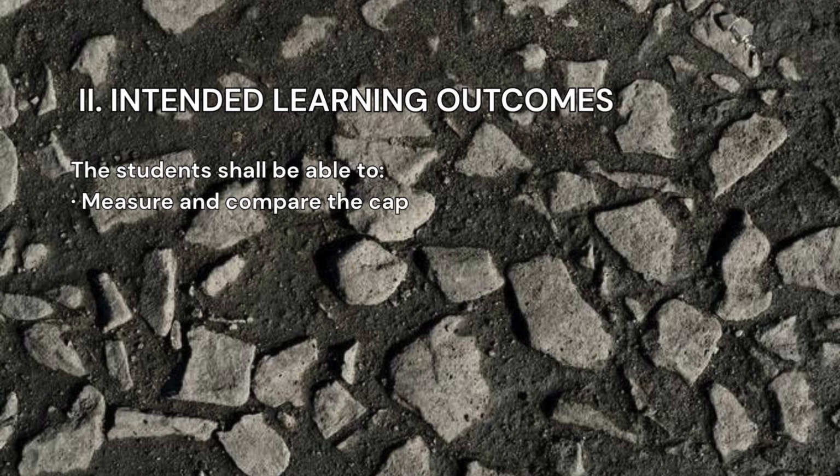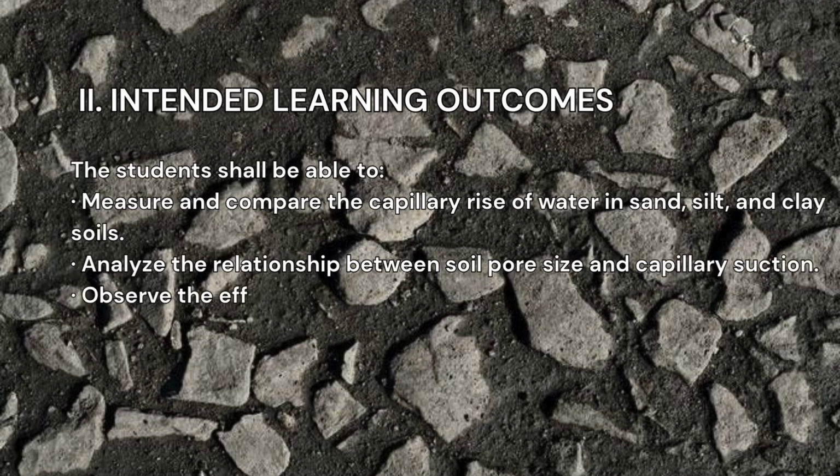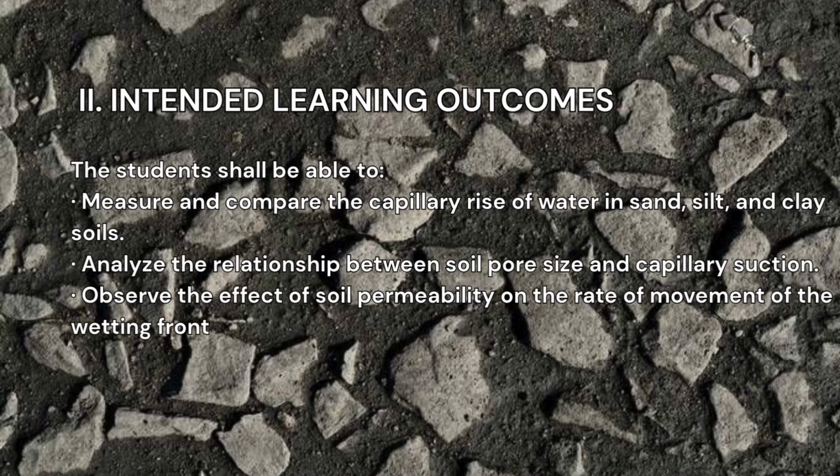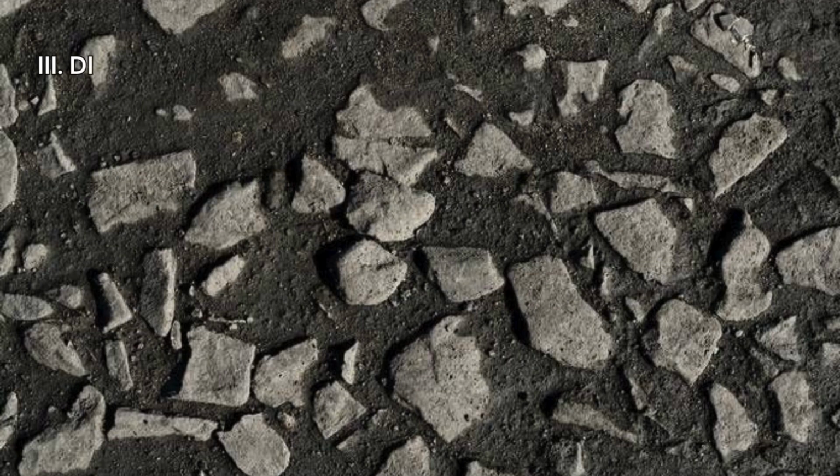2. Intended learning outcomes (ILOs). The student shall be able to measure and compare the capillary rise of water in sand, silt, and clay soils, analyze the relationship between soil pore size and capillary suction, observe the effect of soil permeability on the rate of movement of the wetting front, and interpret experimental results through graphical presentation.